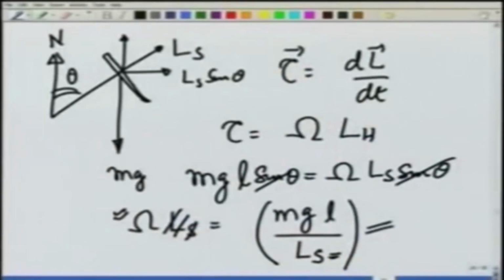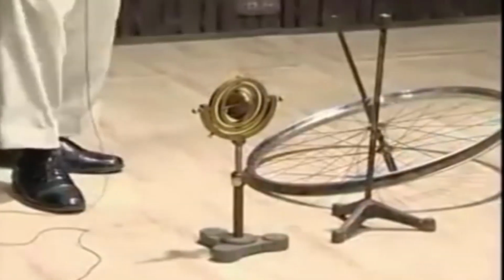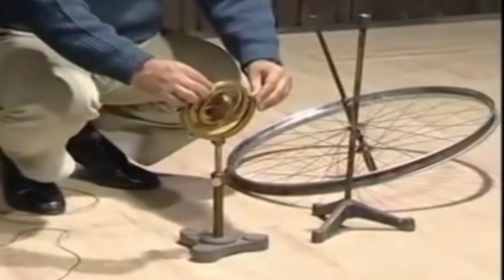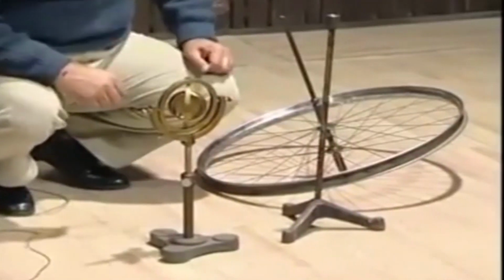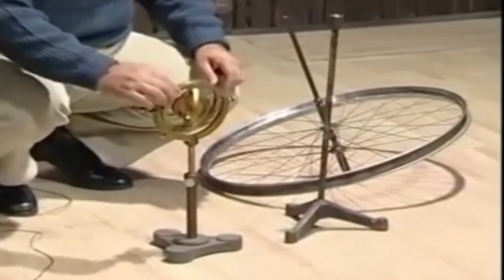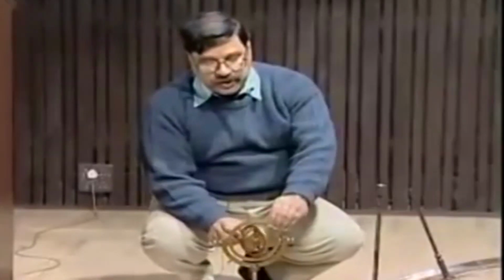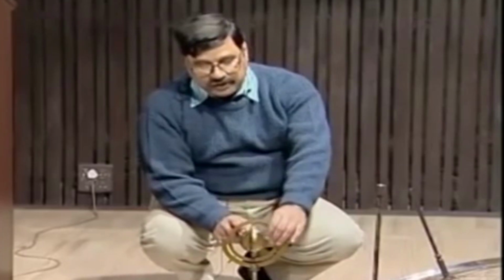The second demonstration that I am going to explain now is going to be this gyroscope, and what we had noticed in this gyroscope was that there are three independently rotating objects. One is this frame which can rotate about this horizontal axis, one is this frame which can rotate about the vertical axis which is mounted on this frame, outer frame, and there is this wheel.